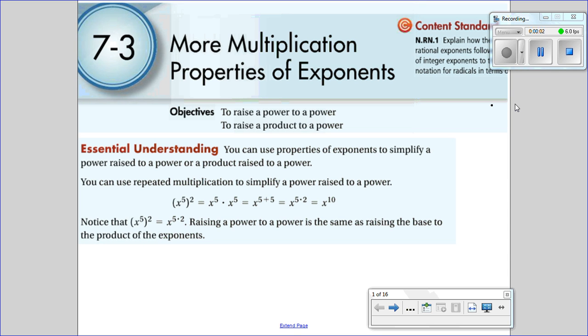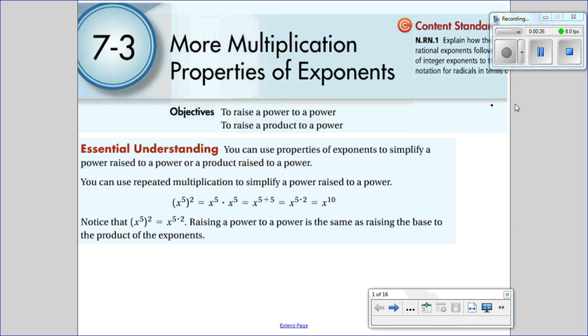This is Chapter 7, Section 3. So this is more multiplication properties of exponents. Last section you were looking at multiplication when you had the same base, and when you were multiplying them. And now we're looking at what if you have a power to a power, or a product to a power. And so we're going to look at those two things.